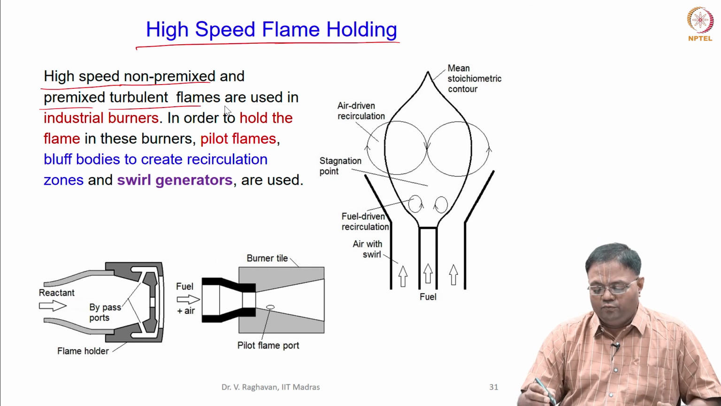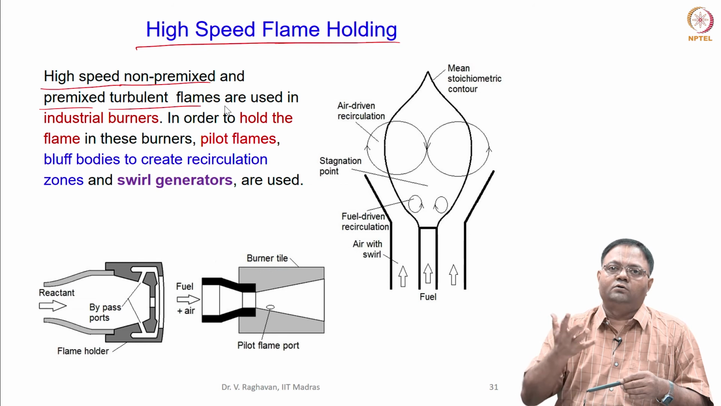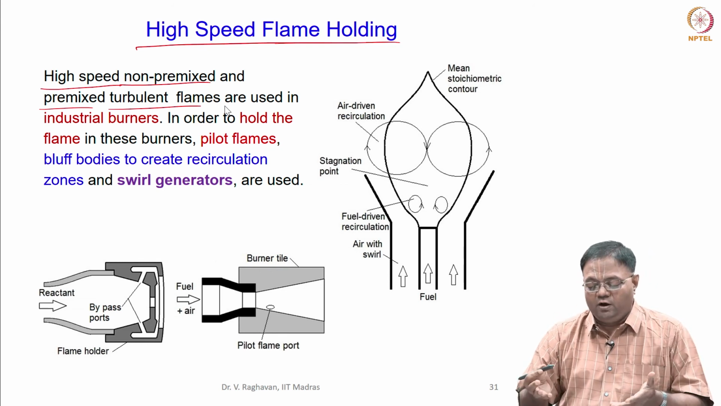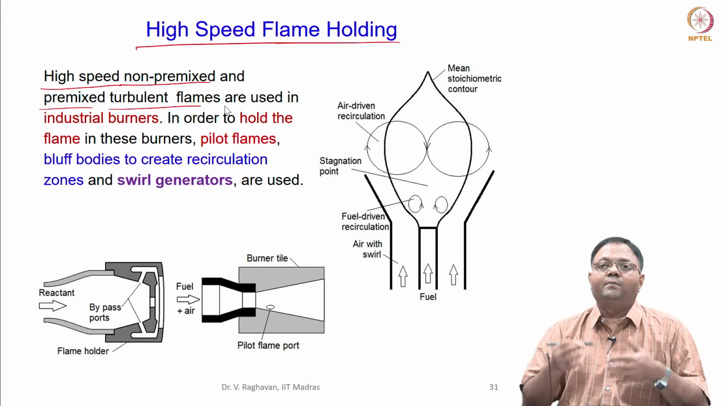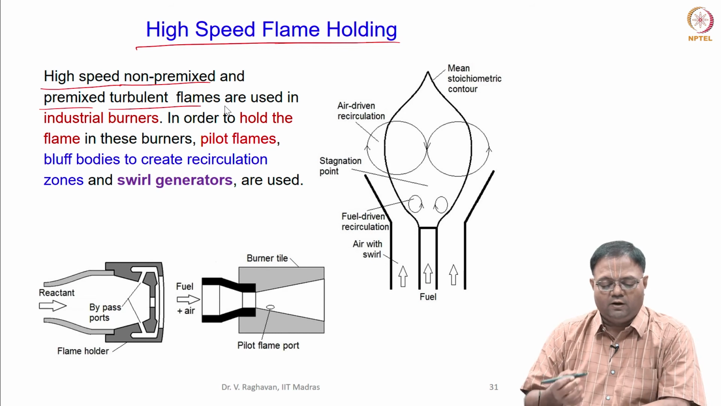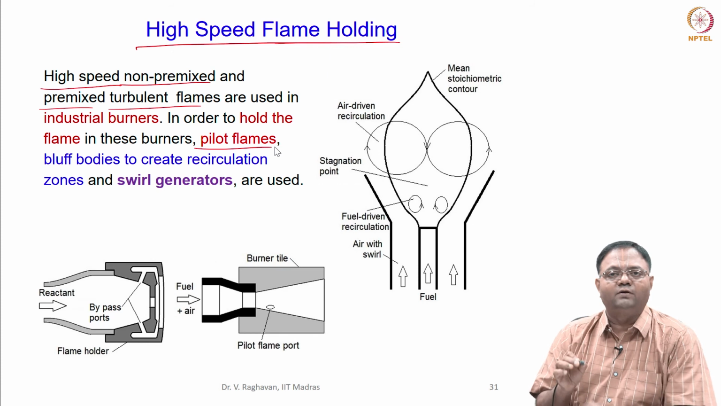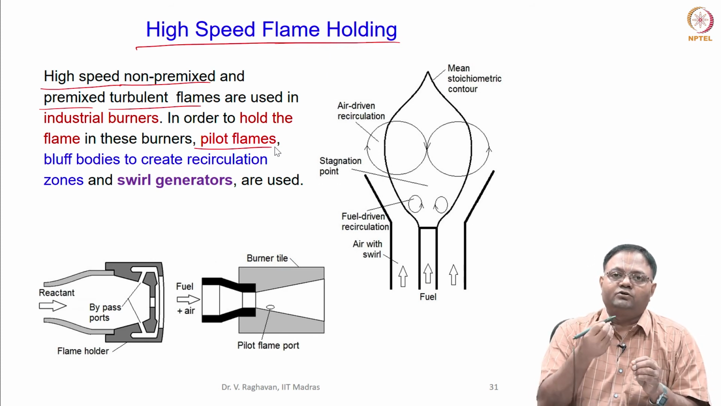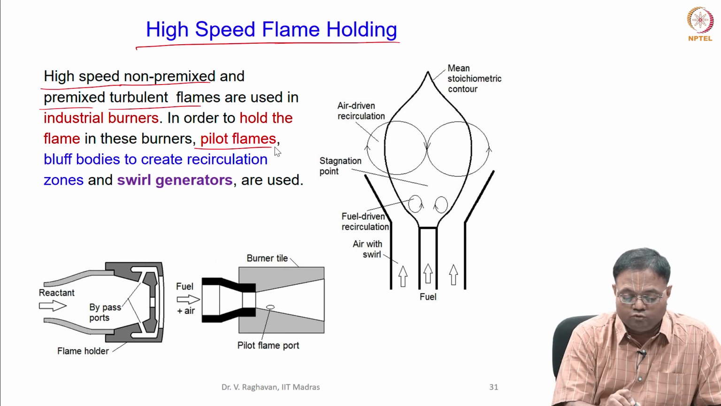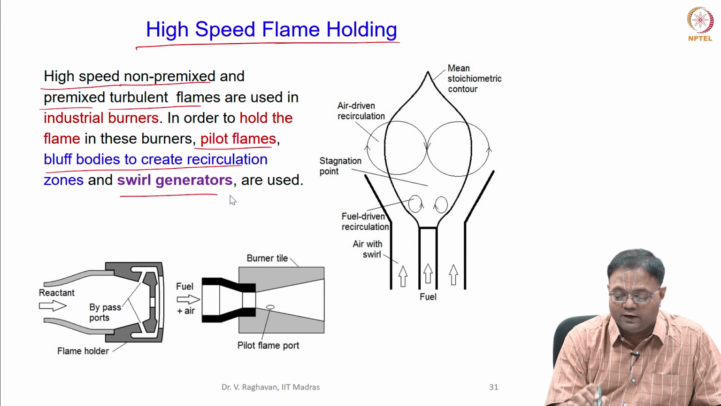Then that means that you have to keep the flame at a particular location and allow that to consume the incoming high speed reactants, or the fuel, and this fuel and the air should be mixed at a proper proportion to sustain the reaction zone. So there are several methodologies. I have given 3 methodologies here: using pilot flames, a small pilot flame which will give extra source of energy to ignite the mixture. Then we can also have bluff bodies to create recirculation zones. Then we can have swirl generators.